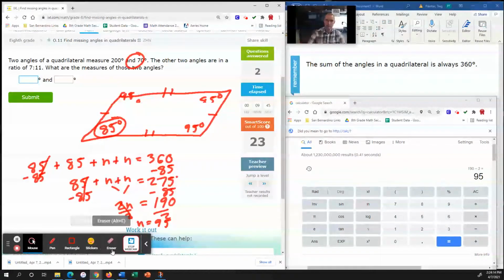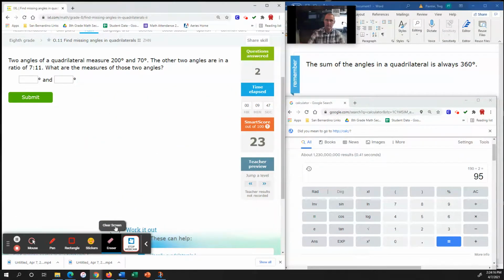All right, fantastic. 23, just moving right along. All right, we got two angles of a quadrilateral that measure 270 degrees. The other two angles are a ratio of 7 to 11. What are the measures of those two angles?